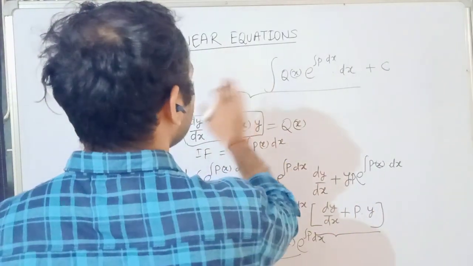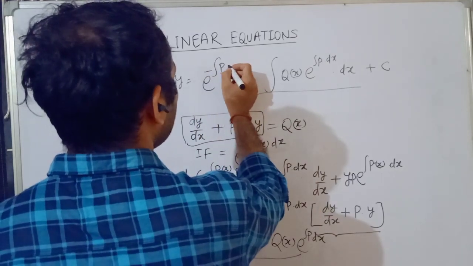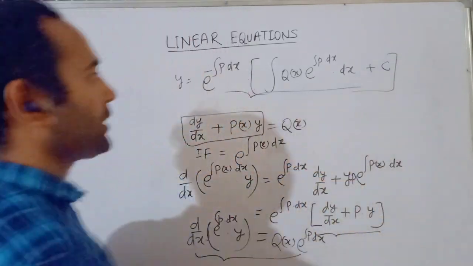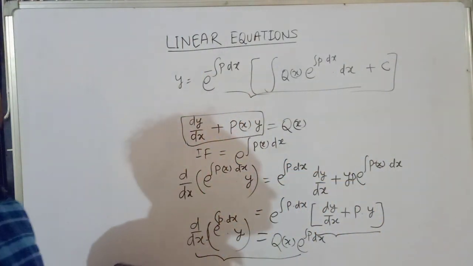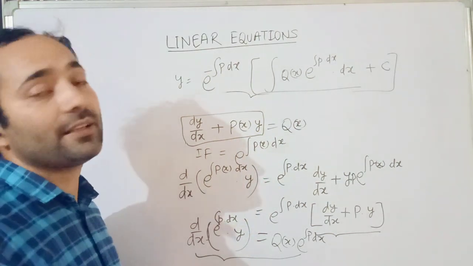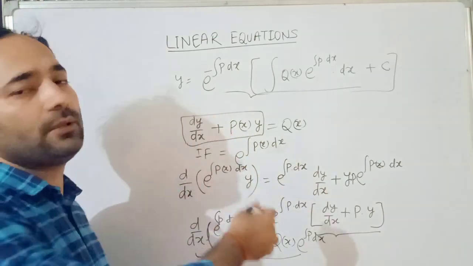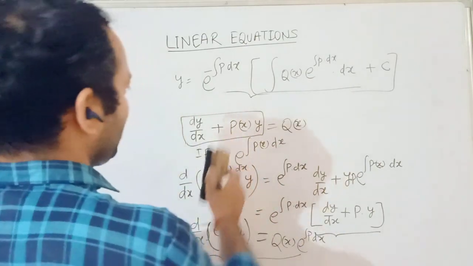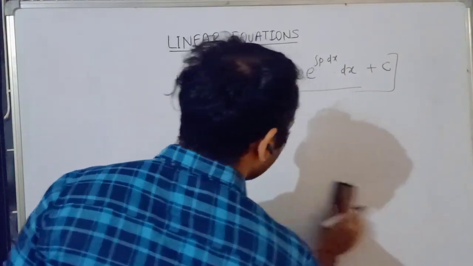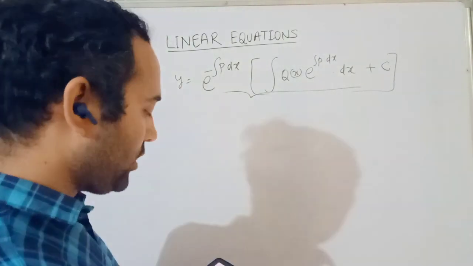You can just rewrite it. y is equal to e to the power minus p dx, and this would be under bracket. That's it. This is your solution to the first order linear differential equation. If you want to find the solution of a second order linear differential equation, you have to reduce it to the first order and follow the same procedure. So let's take an example and try to do this. Remember that procedure. You can go back in the video and recall it.